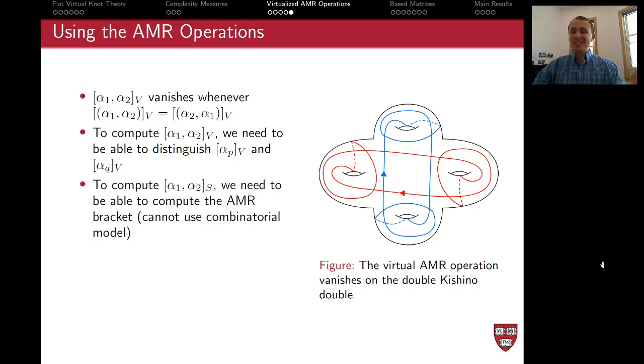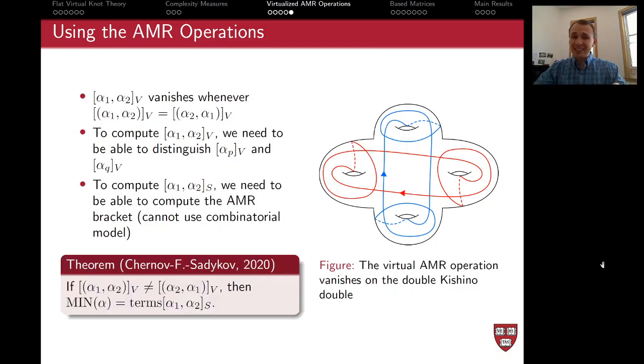Now, for the strengthened AMR bracket, it turns out that what you need to be able to do is compute the original AMR bracket. That's what it boils down to. If you can compute the original AMR, then you have a way to compute this strengthened bracket. But that means we're not going to be relying on this combinatorial structure. So that's definitely an off-putting side of that construction.